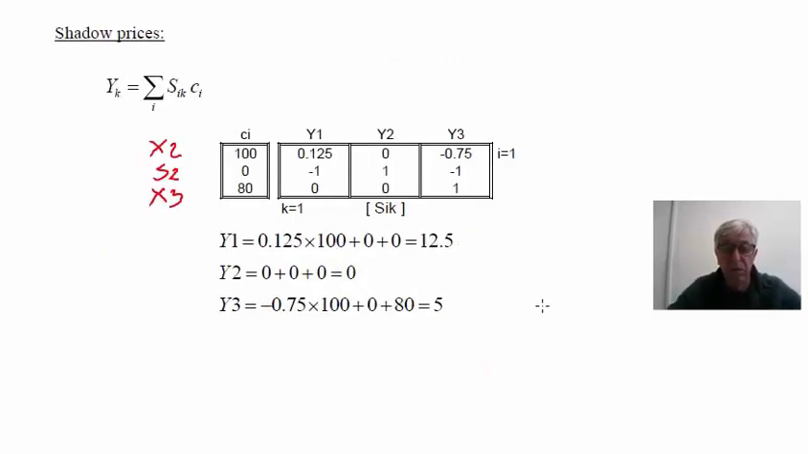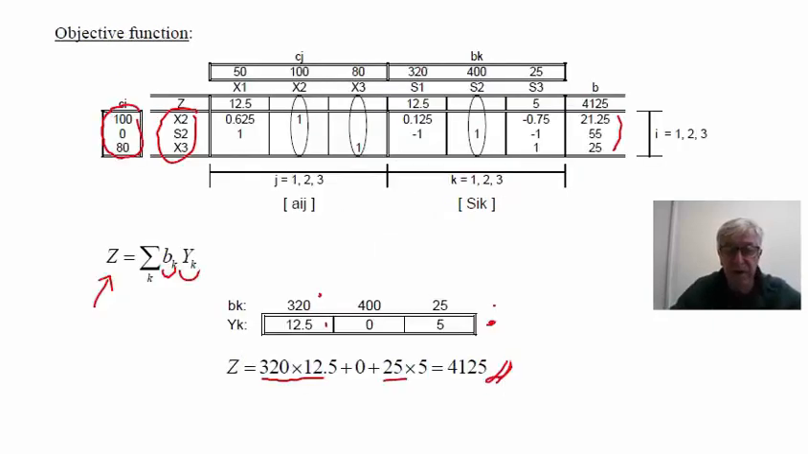Okay, so to obtain the first shadow price y1, we just need to multiply these coefficients by this one, that is, the internal product of the first column of S by this vector. So we get the value 12.5. And for the second one, we get 0, and for the third one, we get 5, which of course we can verify here. So the first value is 12.5, the second one is 0, and the third one is 5.